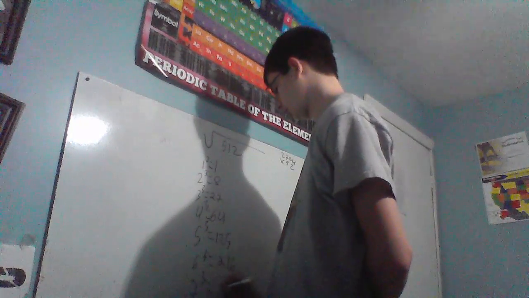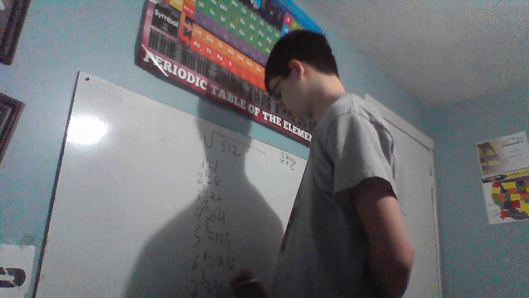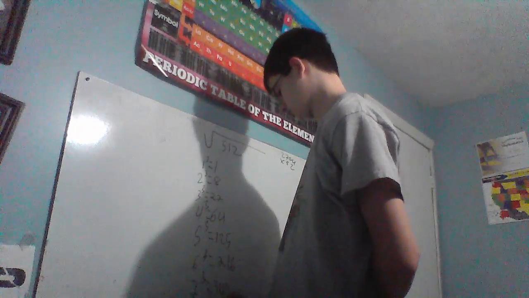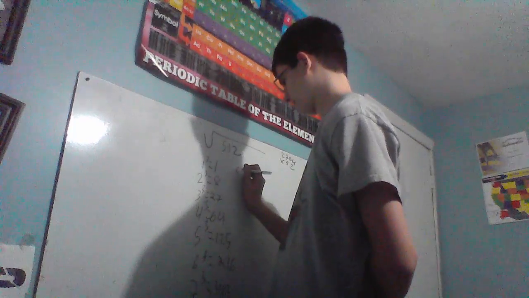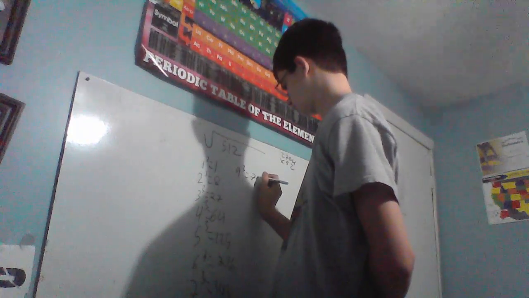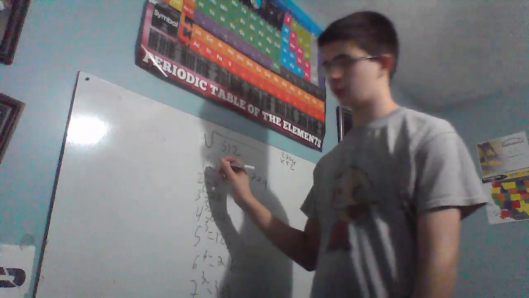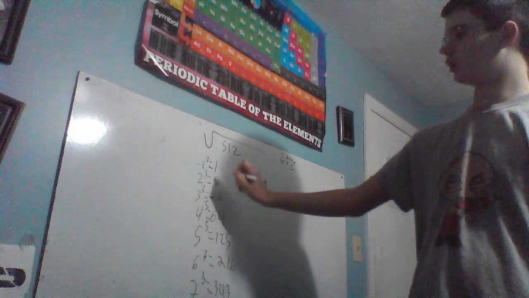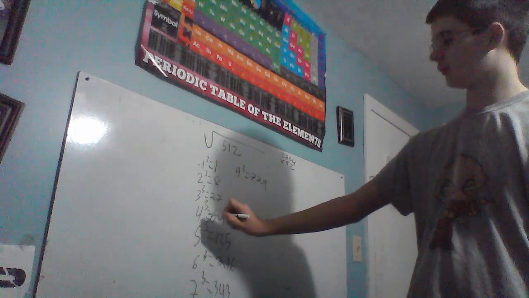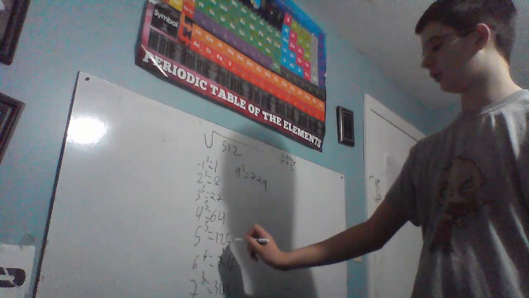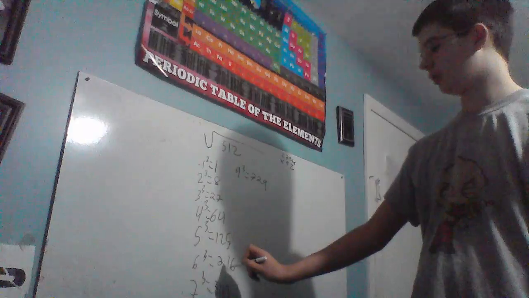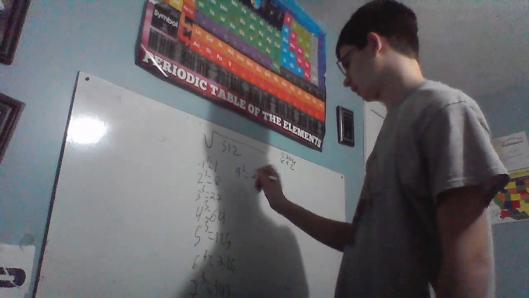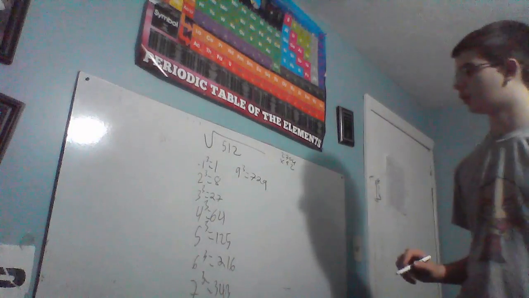It's a cool party trick. Alright, so we have to memorize these. 1 cubed is 1, 2 cubed is 8, 3 cubed is 27, 4 cubed is 64, 5 cubed is 125, 6 cubed is 216, 7 cubed is 343, 8 cubed is 512, and 9 cubed is 729.